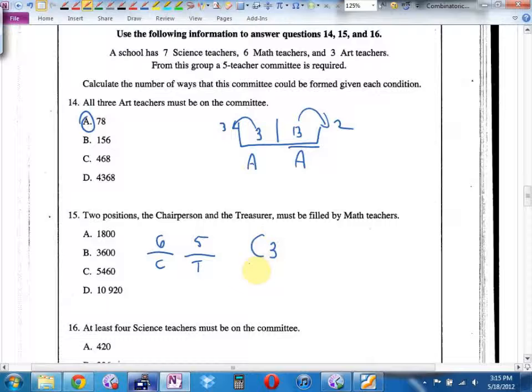And are there any restrictions? I think it's going to be the remaining 7 plus 4 math teachers still in the pool, plus 3. I think from the remaining 14, choose 3 of them. 6 times 5 times 14 choose 3.